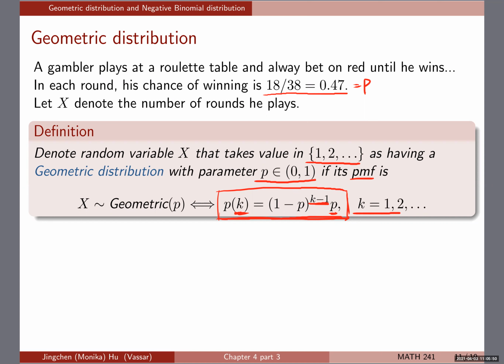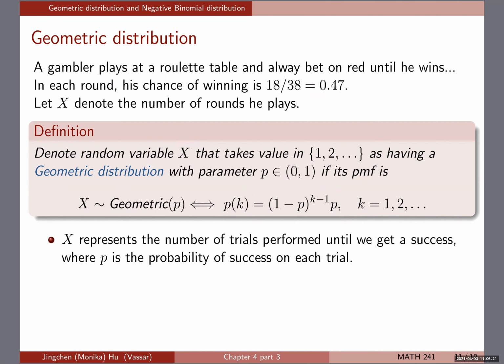And notice again the range of values that k can take. Keep in mind that this is what we call a geometric distribution. The random variable X itself is describing the number of rounds that someone plays, meaning the person will keep playing until he wins. So more generically, we can say that X represents the number of trials performed until we get a success, and p is the success probability on each trial.